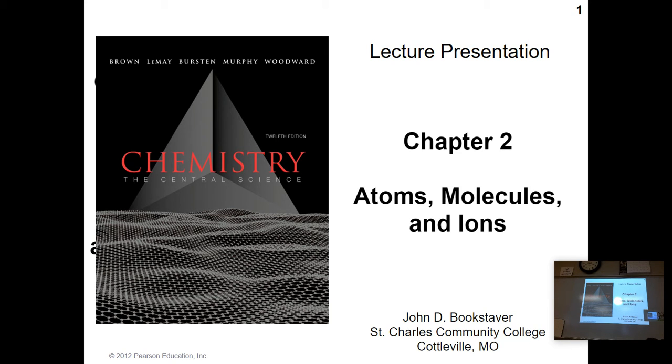So in chapter 2, we're looking at atoms, molecules, and ions. You can tell me what an ion is. Anybody remember what an ion is? An ion is a charged atom. It can be negative or positively charged, okay? And depending on what type of element you are, will essentially determine what type of charge you're going to have.